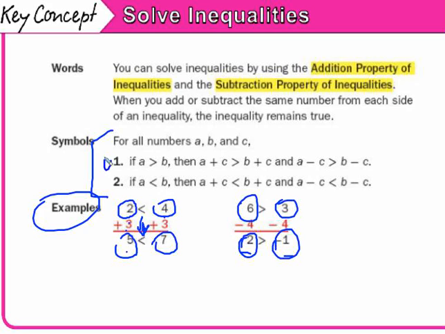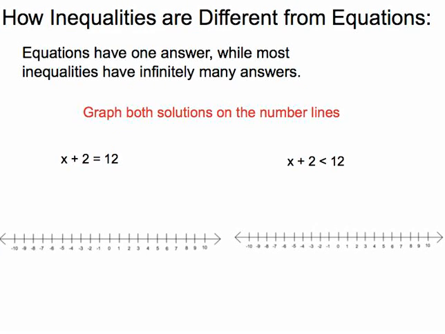So again, in symbols, it's just explained that if I have A is bigger than B and I add the same amount to each side, whatever is on the left is still going to be greater than whatever is on the right. And the same is true if whatever is on the left is smaller than whatever is on the right. If I add or subtract the same amount, the symbol stays the same. Okay, so let's try using this.